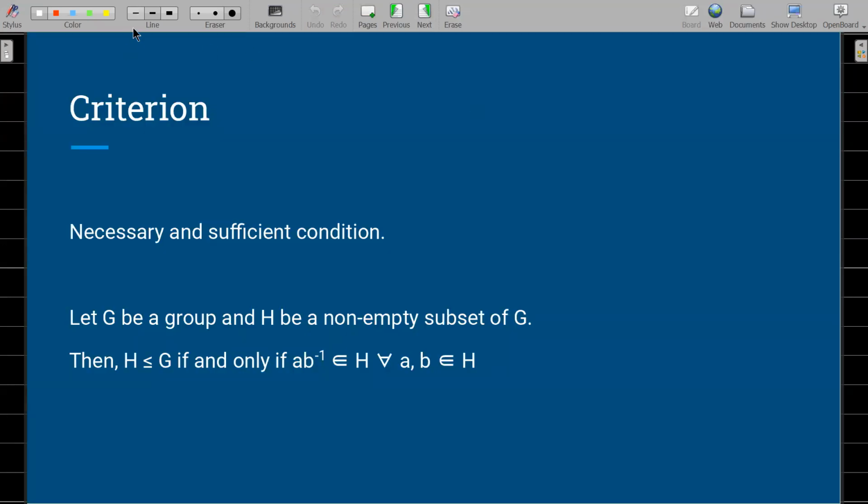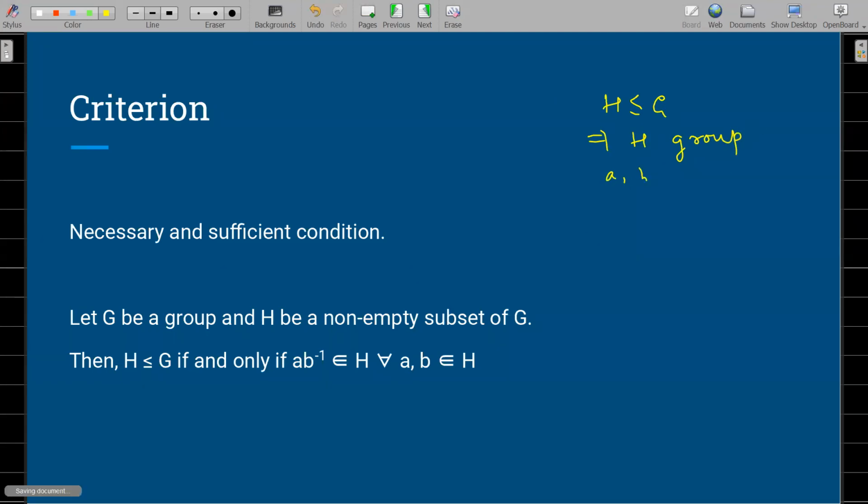So the criterion, the necessary and sufficient condition for something to be a subgroup. H should be non-empty, right? And then it's a subgroup if and only if a b inverse belongs to H. So maybe I can explain the condition. I may not write rigorously each and everything, but I can explain the condition. So note, if H is a subgroup of G, then it means H is itself a group.